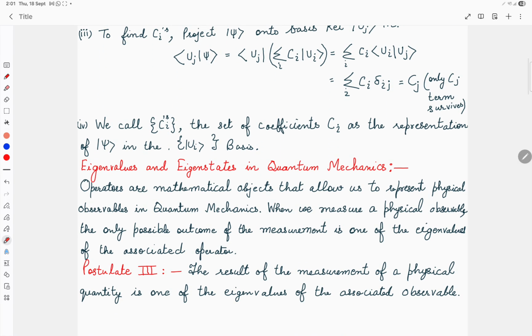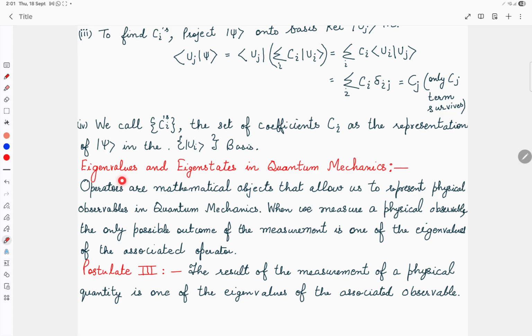Now we call the Ci's the set of coefficients. This is the topic of the lecture today. We call this set of coefficients Ci's the representation of ket psi in the ket ui basis. I hope you now understand the meaning of every small term that I'm using.